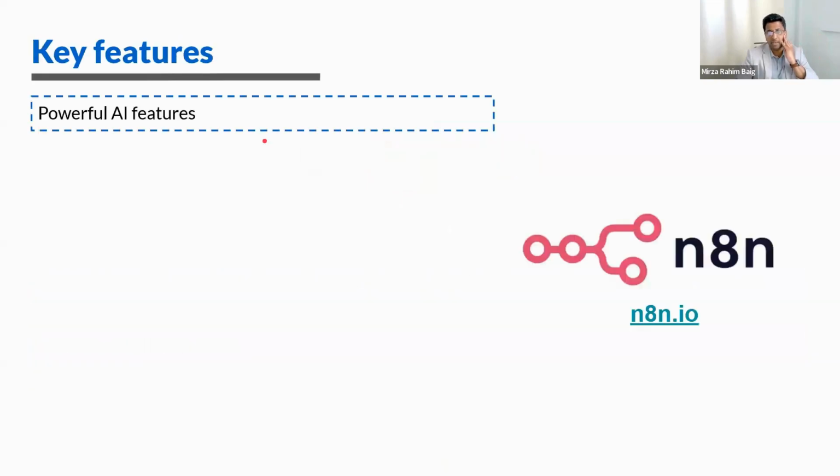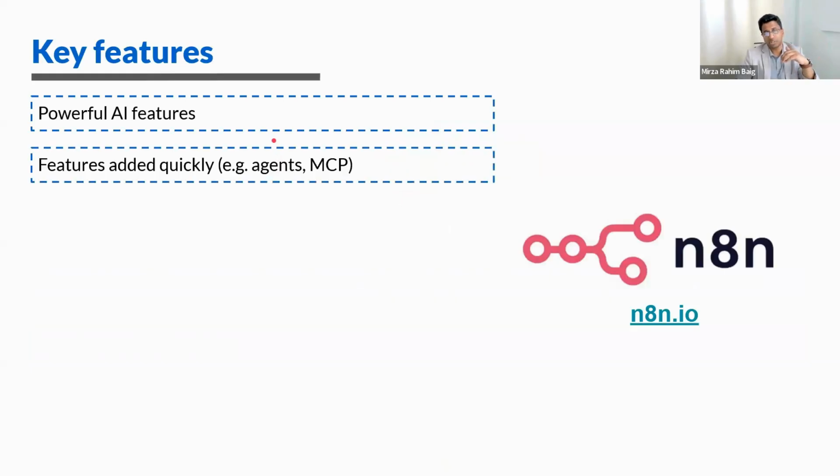What are the key features of n8n? n8n has powerful AI features. That is number one, a very useful thing. And these features are added quite quickly. So let's say when AI agents came, other software like Zapier took quite some time to start these AI agent nodes. But n8n got it very quickly.